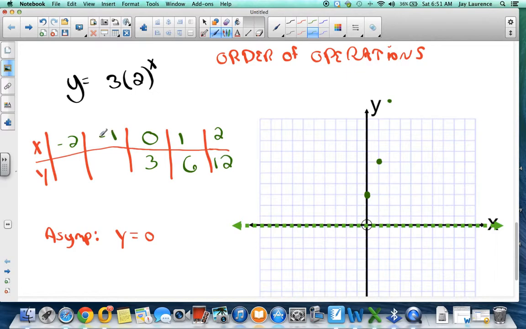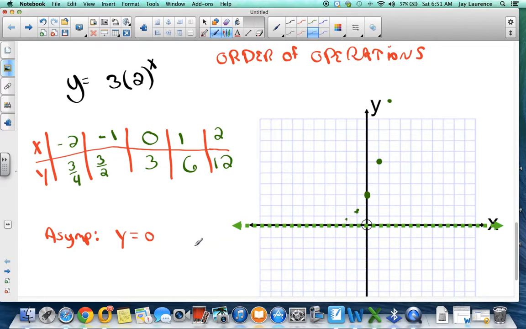Okay, negative first. 2 to the negative first is 1/2. 3 times 1/2 is 3/2, or better yet, 1 1/2. Okay, negative 1, there we go, 1 1/2. All right. Negative 2. I had a feeling I did that wrong. That's why I paused for a second. All right. Negative 2 is going to give me 1/4. So this is going to be 3/4. Okay, so negative 2 is going to be at 3/4.